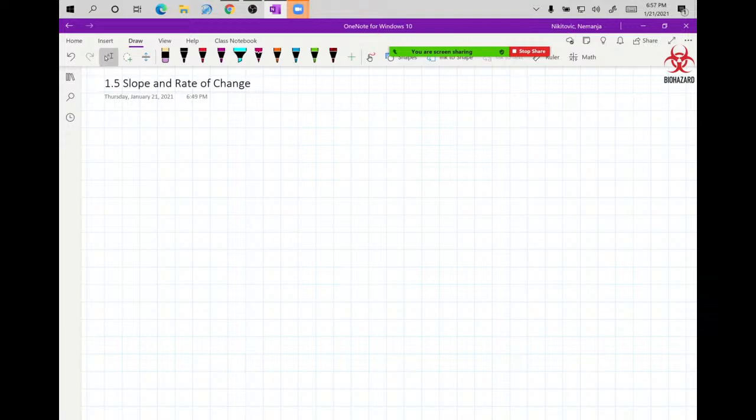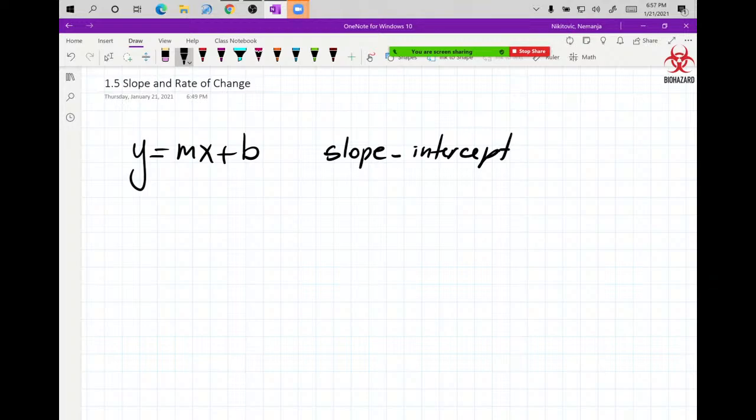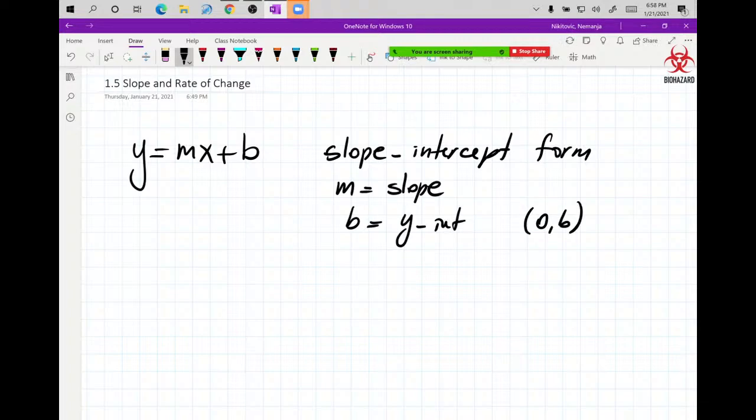So the linear line that you all know and love, y equals mx plus b, when written in this form is called slope intercept form, and this letter m is slope and the b is the y-intercept, also known as 0 comma b, which is the number you get to graph first on the y-axis, and then you count the slope.